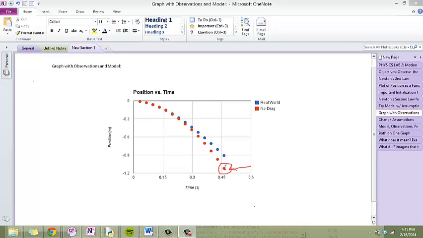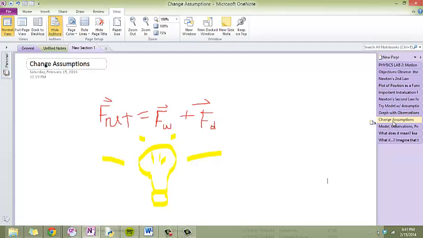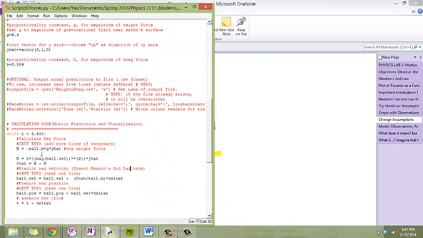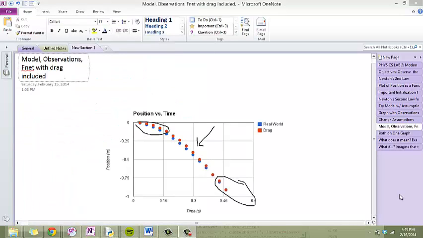Let's say there's a drag force acting with this force of weight. Maybe we can get a better observation and model correlation. The only change we really make to the script is that we're adding the drag force, which is proportional to the magnitude of velocity squared. To find the proportionality constant, it's just a guess and check method. Mine was 0.004 Newton seconds per meter. Our model produces this graph, and our model predicts the same final position as our observation.